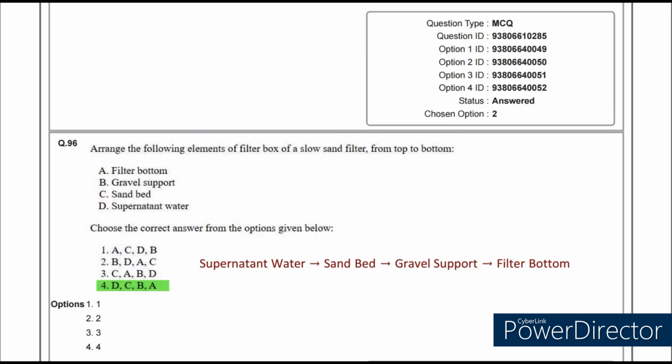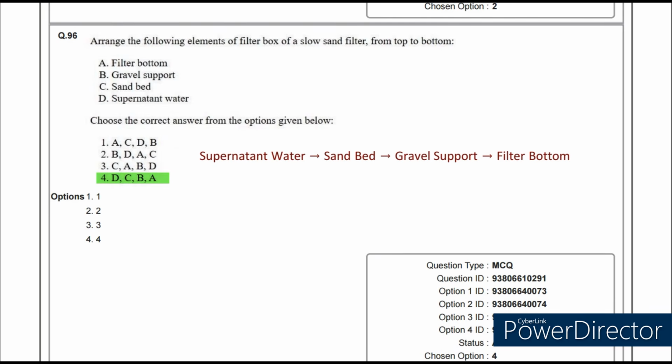And now coming to question number 96, they are asking to arrange the elements of filter box of a slow sand filter from top to bottom. So it is supernatant water, sand bed, gravel support and filter bottom.